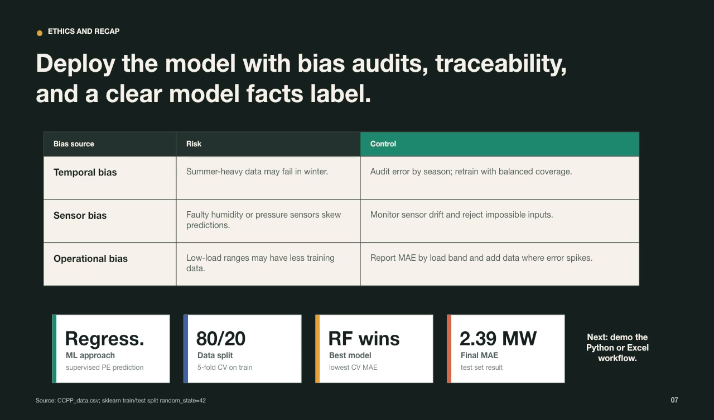simple model facts label. To recap: regression task, MAE metric, 80-20 split, 5-fold cross-validation, random forest wins, and final test MAE is 2.39 megawatts.